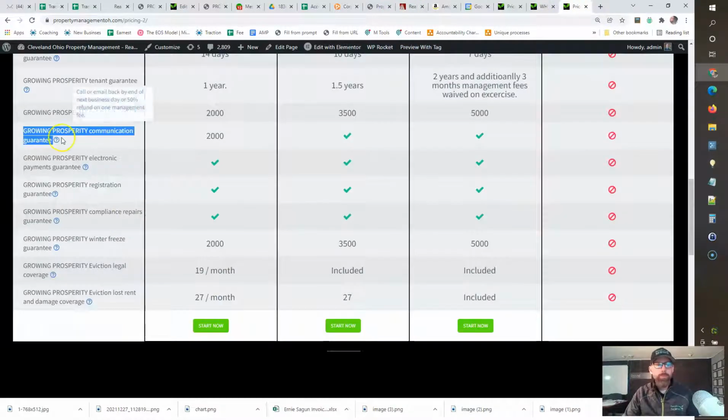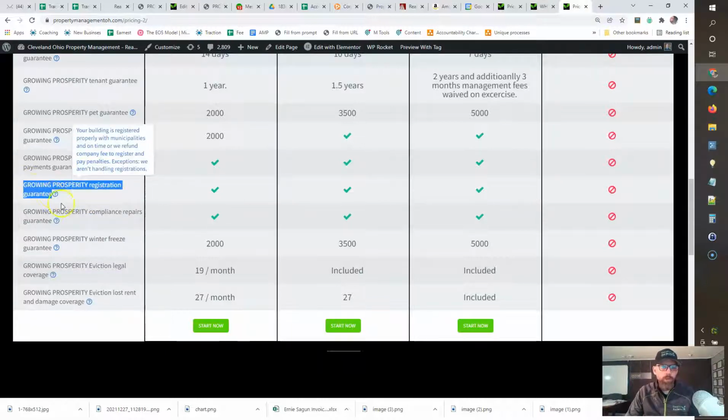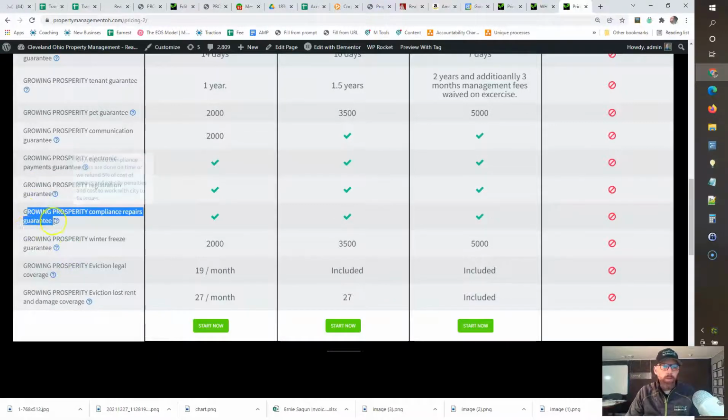So these warranties, this is number 2. These are really important. Owners should know about them. Most of them don't, because most of them signed up before we really advertised these. City compliance, Growing Prosperity compliance repairs guarantee. So again, probably we're going to end up moving towards not even estimating a lot of the compliance repairs if we think they're going to be under a certain amount. It's just too many.